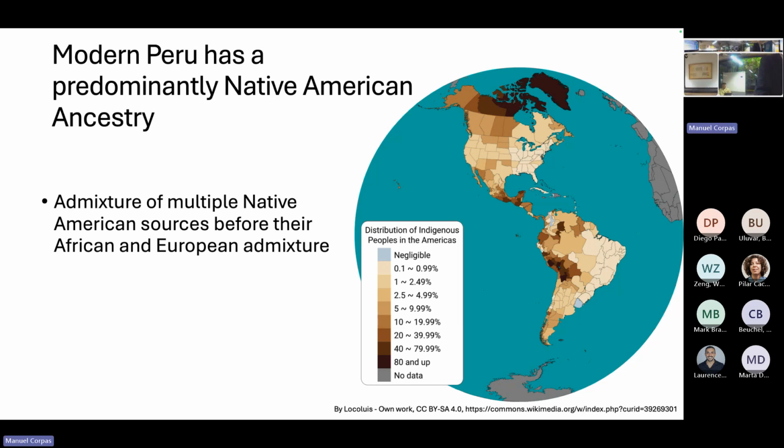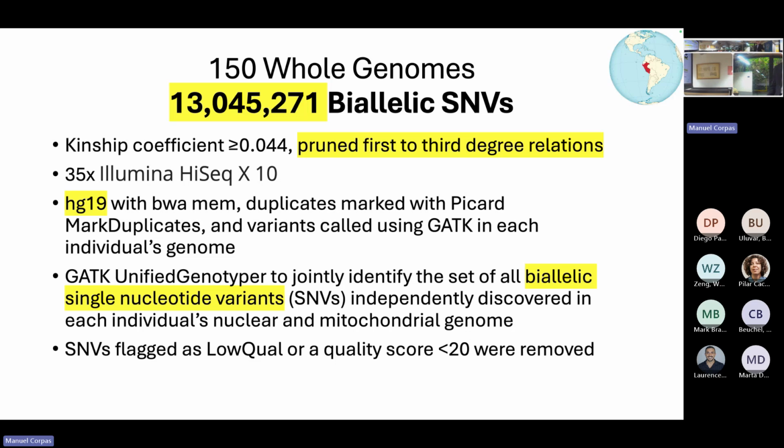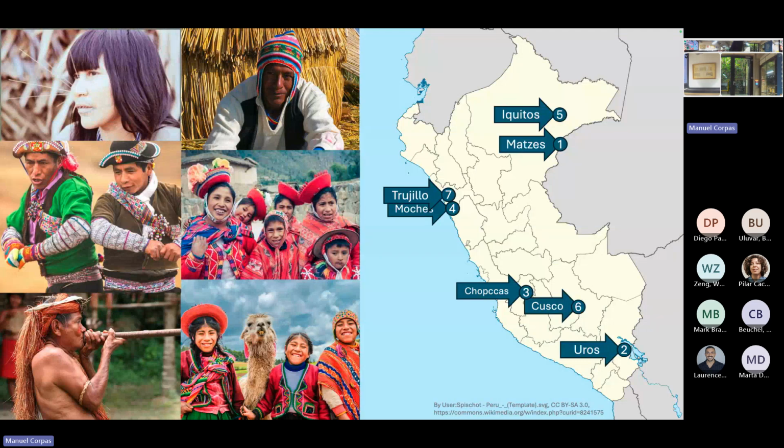So with that in mind, we had an initial analysis of 150 genomes. I know it's not a big number, but I just want to bring your attention to the fact that even though it's not a big number, we collected from 7 populations across the whole geography of Peru. And basically, they are ordered as follows: from most indigenous, in other words, those that have the least amount of admixture, so greater than 90%, which are the Matses and the Uros.